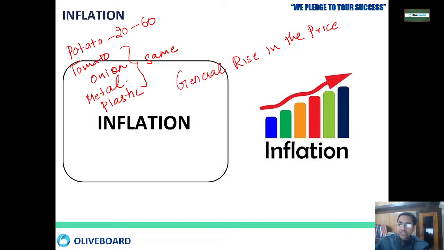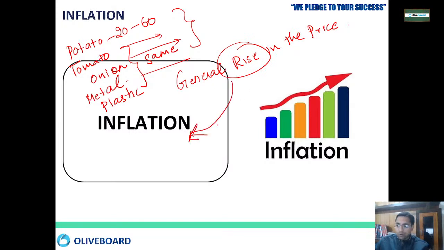Whenever there is a general price rise in almost all the goods, जब सारे गुड्स या सारे से थोड़े कम गुड्स में प्राइस बढ़ता है, जैसे टोमेटो का भी प्राइस बढ़ जाए, अनियन का भी बढ़ जाए, मेटल का भी बढ़ जाए, ओके, so if there is a general price rise in every good, then we can say that inflation is there in the economy.